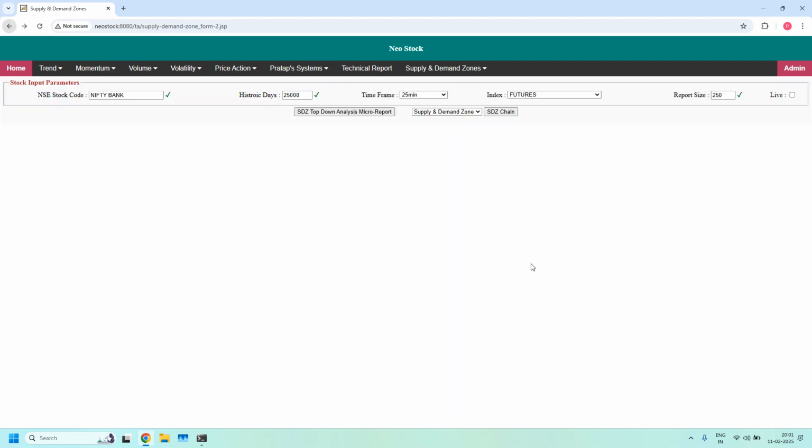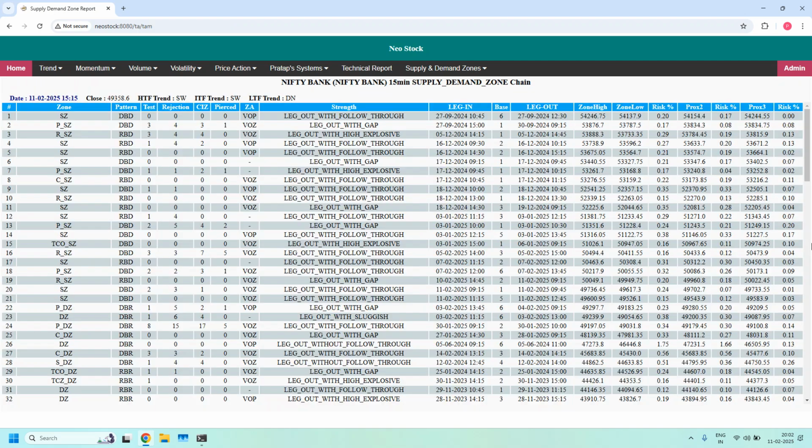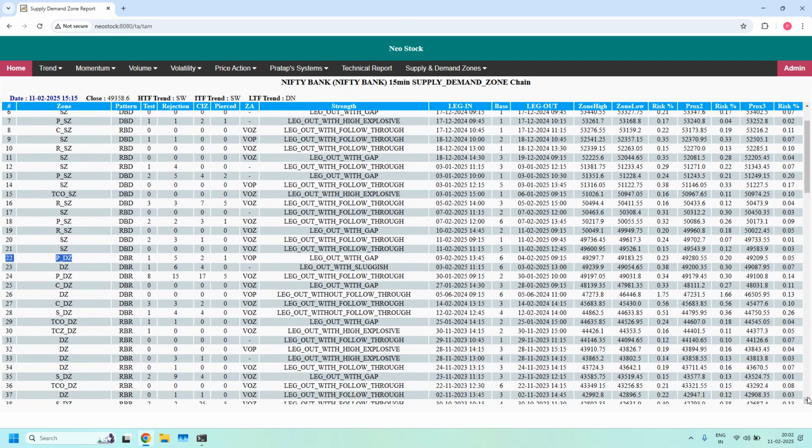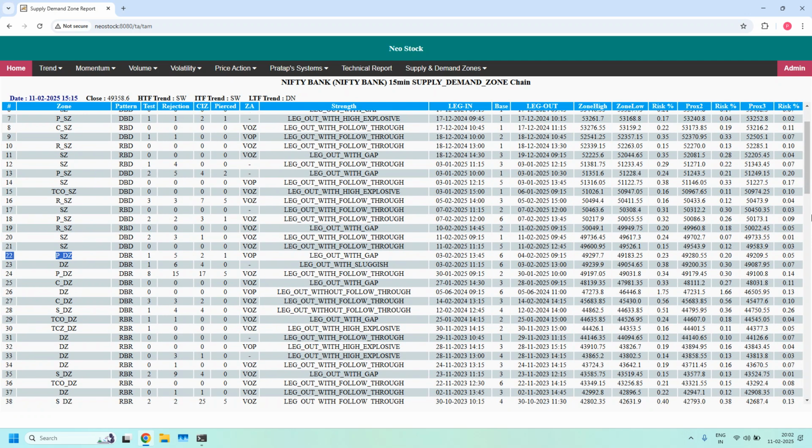Okay, next, 15 minutes supply demand zone chain for BANKNIFTY. 22nd is the nearest pierced demand zone. Let me put it in the center. This is the 15 minutes supply demand zone chain.